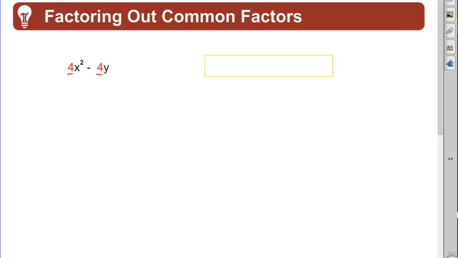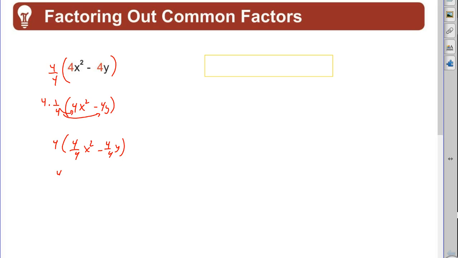All right, so what do you do when you factor out common factors? Well, you simply take out the factors that are common. Now, this is a shortcut, because really what we would do is multiply this by 4 over 4. And a 4 over 4 is the same as a 4 times 1/4. All right? And then I would distribute the 1/4, and I end up with 4 times 4 over 4x minus 4 over 4y, and it gives me 4 times x squared minus y.